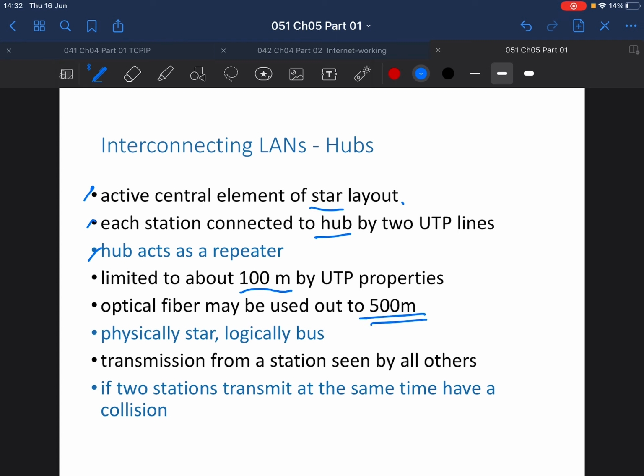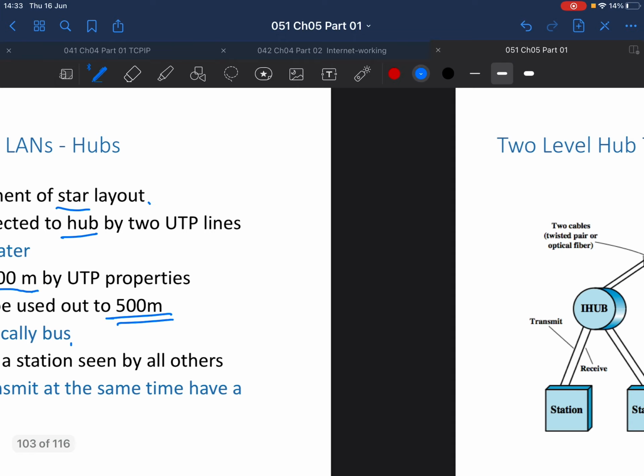Physically a star, logically a bus. So interconnecting LANs through hubs, it can be considered physically as a star, but logically as a bus. A transmission from a station is seen by all others. If two stations transmit at the same time, there will be a collision.